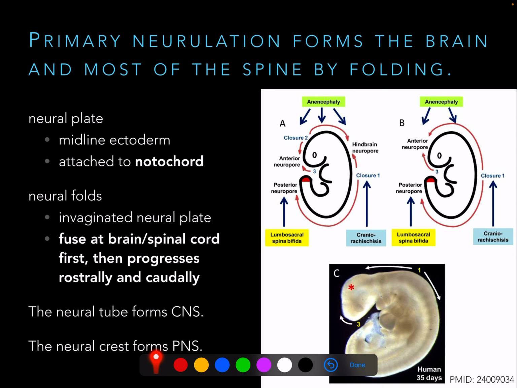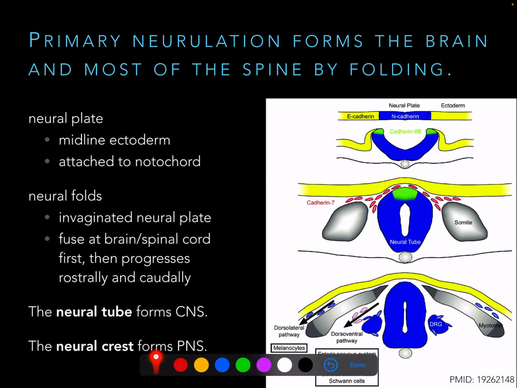Okay, so our neural folds meet up with one another, and through the magic of protein interactions, separate from the rest of the ectoderm. That separation isn't clean, though. Sure, we're going to take our neural plate and turn it into a neural tube. And that neural tube is going to form our central nervous system. That is the brain and the spinal cord.